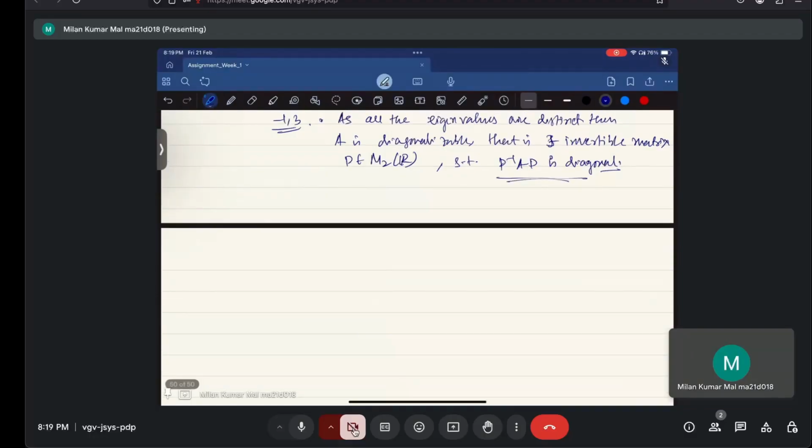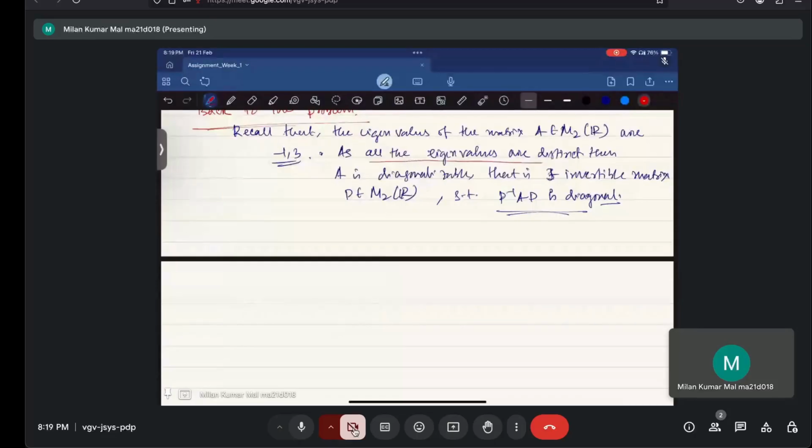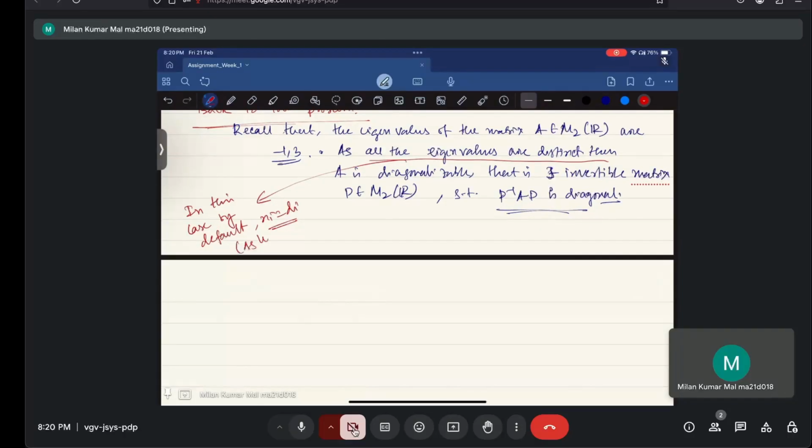What is one fact we are sharing here? If all the eigenvalues of a linear operator or a matrix are distinct, then in that case it is diagonalizable, because in this case by default Ni is equal to Di, right? As we have distinct eigenvalues, corresponding to each eigenvalue the repetition is once. So here Di is equal to 1.